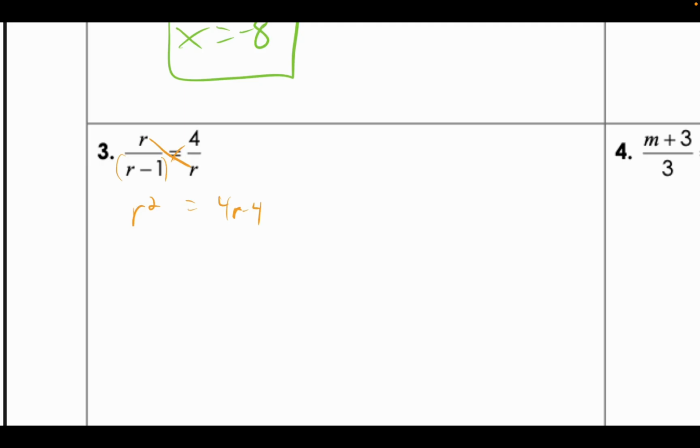And I'm going to always move things toward my squared term. So in this case, I'm going to move these two terms to the right. And the reason for that is so that way my squared term has a positive coefficient. That makes it much easier to solve via our methods of quadratic formula, completing the square, factoring, whatever it may be. So subtracting 4r and adding 4 to both sides give me r squared minus 4r plus 4 equals 0.